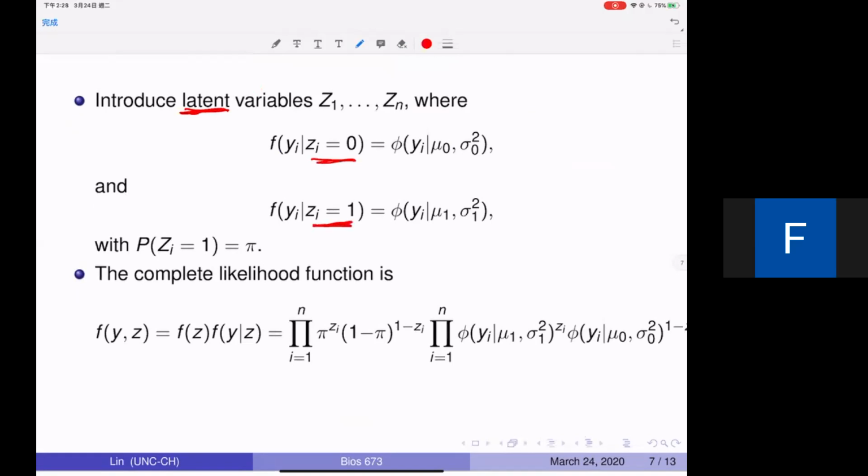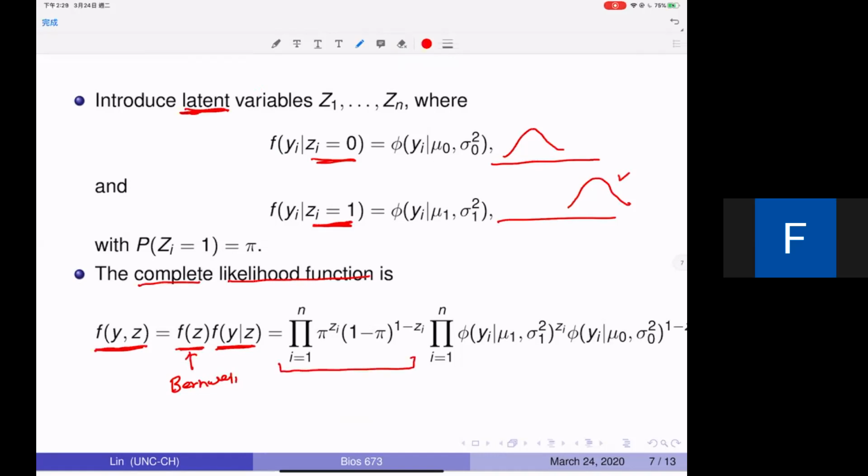Our assumption is, if coming from 0, first normality; if Z is 1, coming from the second group, another normality right here. Good. Then I can say that the probability of Zi belonging to this group is pi. So that means the complete likelihood function, like I suggested, is the joint PDF between y and z. I can write f of z, then f of y and z. Again, z is binary, nothing but Bernoulli's. This guy is nothing but the joint PDF of Bernoulli.